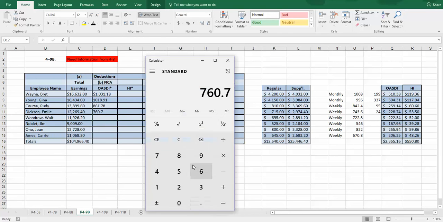Okay, I'm going to do one more because I know this can get confusing. $695 times 6.2% is $43.09. Multiply that times 12, plus 222.34, gives us $739.42.